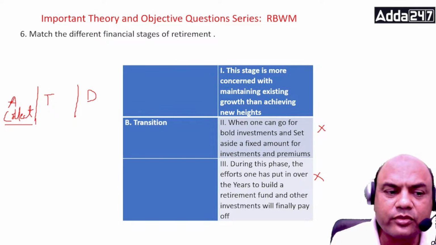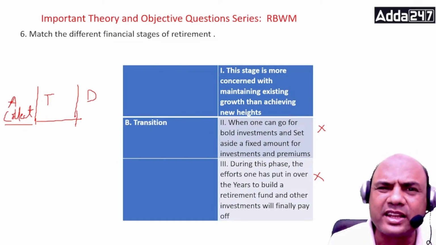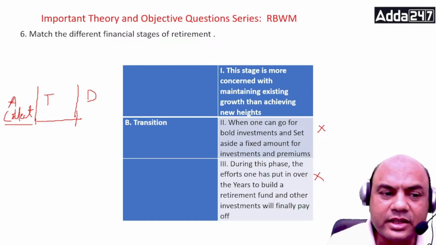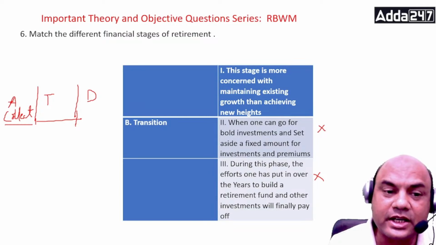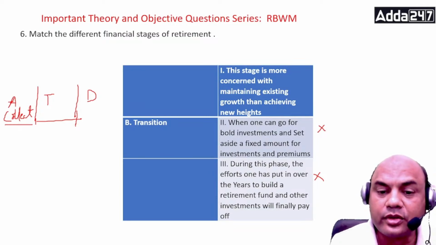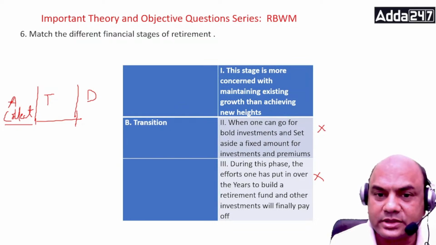In transition, what happens in this phase? We have our family, right? In the earlier phase we don't have a family, or are just married. Here the children are growing up. So here you are required to maintain the life so that you can meet the expenses and invest for the future also. So it is concerned with maintaining the existing growth rather than achieving new heights, right?